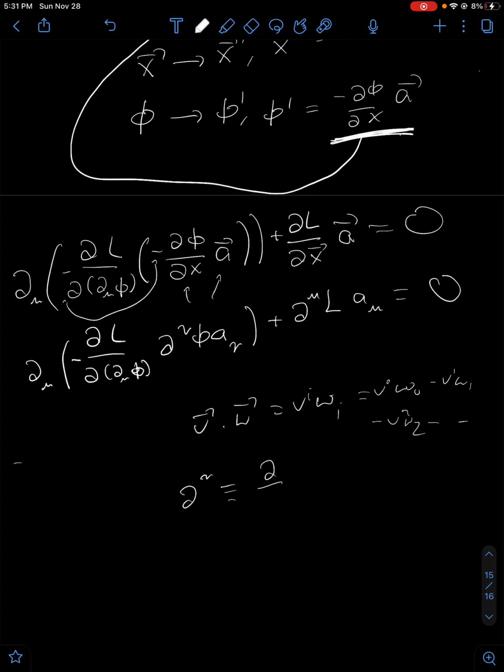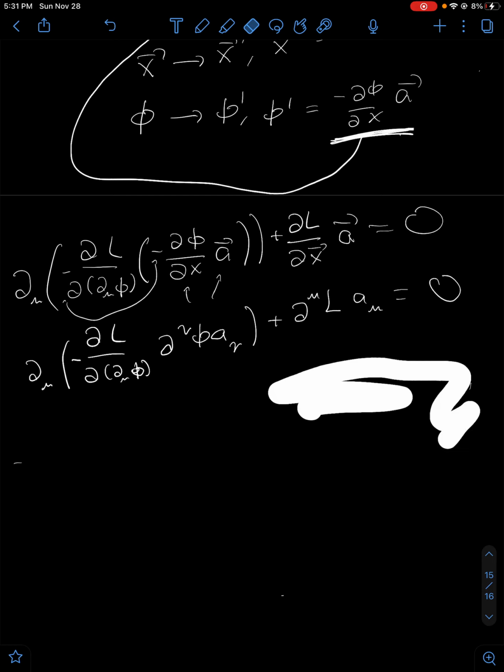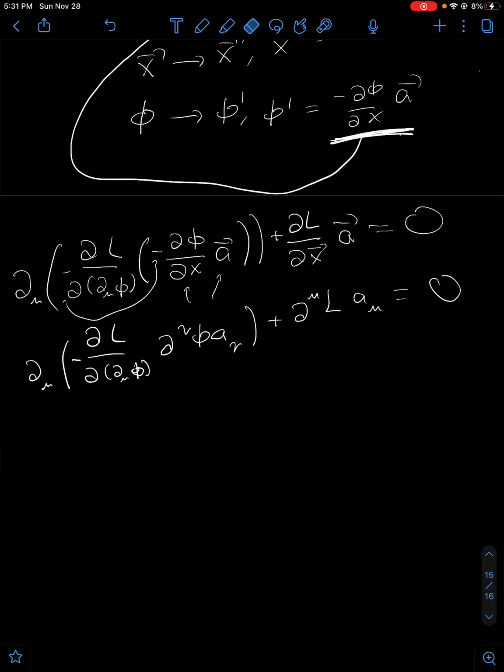And partial μ is defined as partial over partial x^μ, and a^ν is defined as the νth component of the a vector. Again, this shouldn't really be new notation, guys. I covered this notation in my first couple of videos in QFT. Nothing very big. So what we can now do is factor out this a^ν or a^μ term. You can factor that guy out.